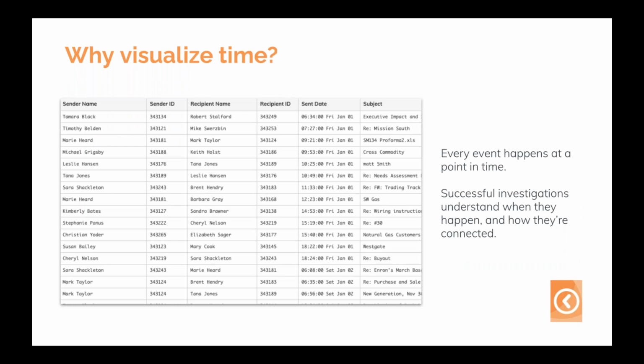Okay, what I'm going to talk about is why we visualize time. What we're looking at here is a simple table of communications, something you're probably very familiar with. Each row in the table has a sender, a recipient, and various other things about the communication. In this case, it's emails, so a subject line, the actual body of the email, and so on. And that can be visualized in a number of different ways.